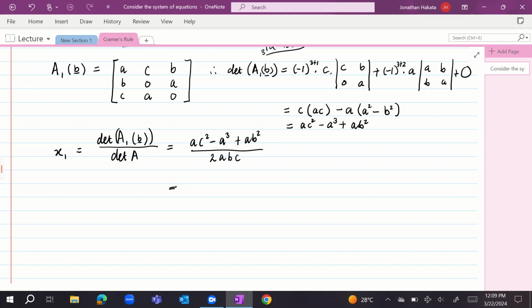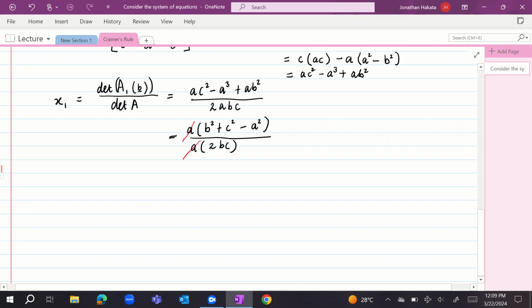If we factor out A from the numerator and rearrange, we have B squared plus C squared minus A squared, divided by, if I factor out A from the denominator as well, A into 2BC like that. Now, I can easily cancel out some stuff. A can cancel that A, and therefore, I'm done.